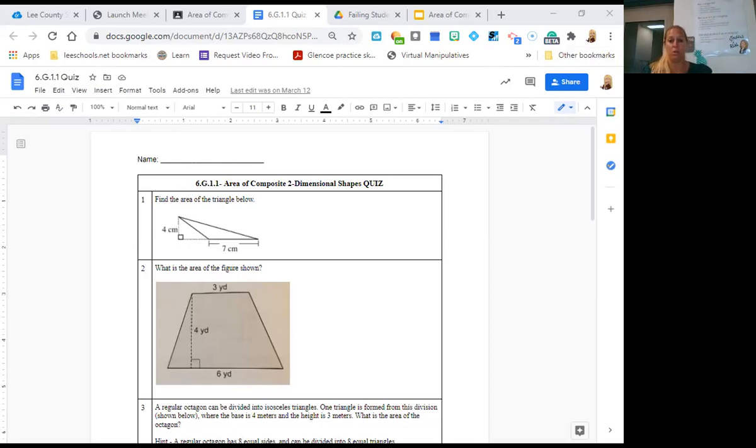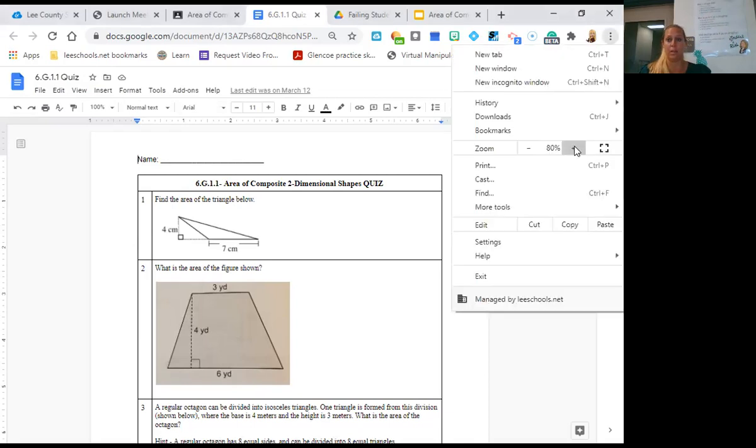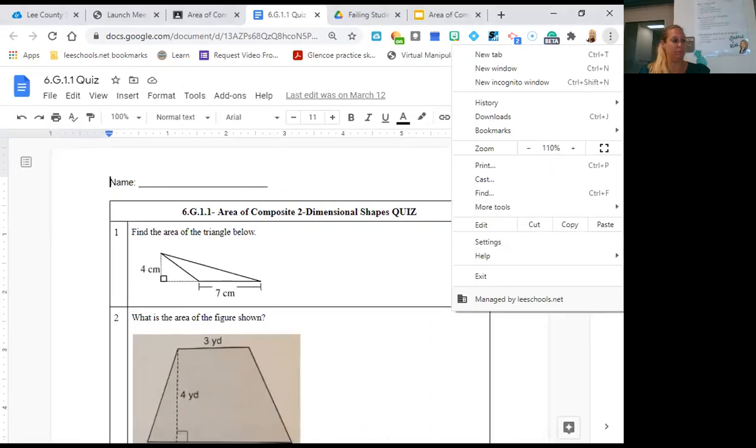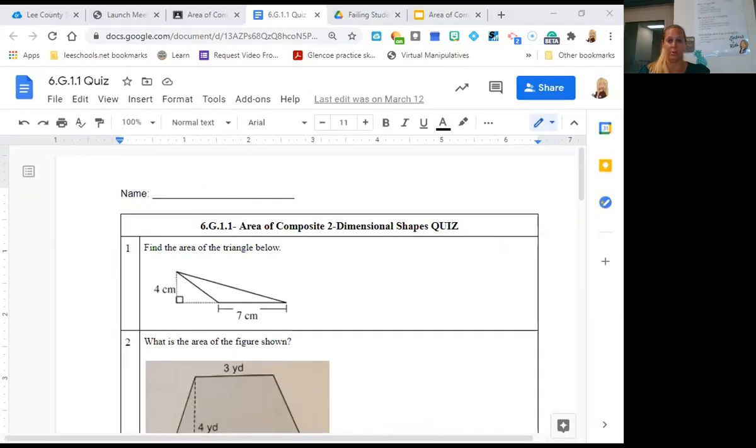So I'm going to pull up my notebook here and kind of have it side by side with the problem. Let's see if I can zoom in, and I'll also fix my share. So you're seeing what you need to see. There we go.